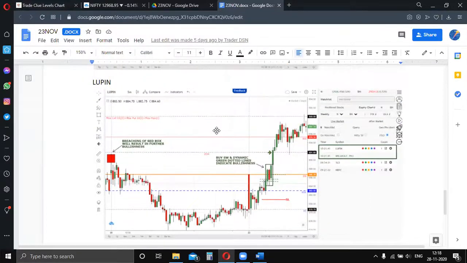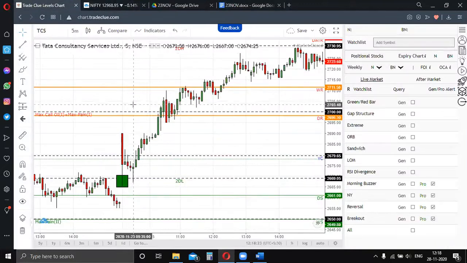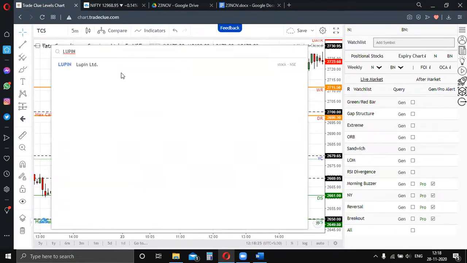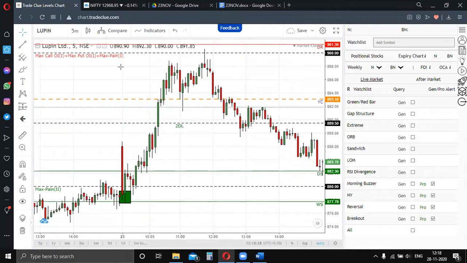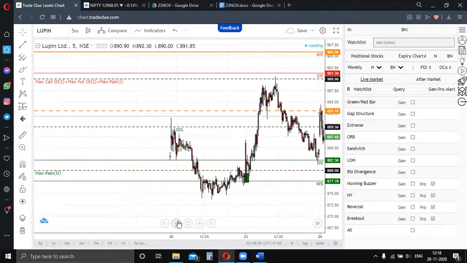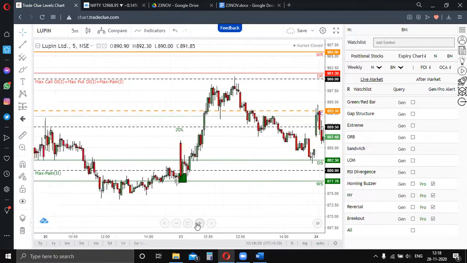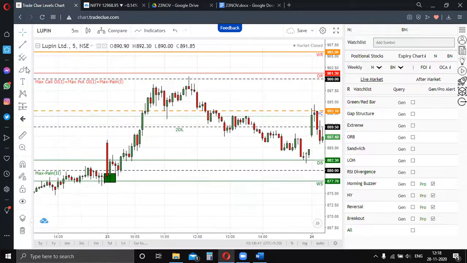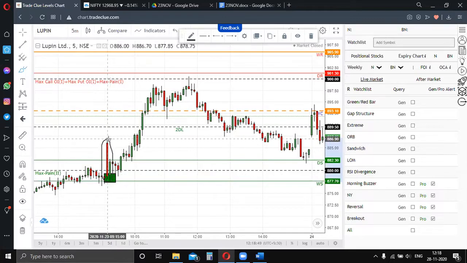Now this is Lupin. Okay, let's go and check the Lupin chart as well. Now the same thing happened with Lupin. Lupin was on the buying radar. Due to the predefined criteria, it formed a very good strong red candle at the start. Again, it appeared near yesterday's close. That is very important. And it started forming a base.